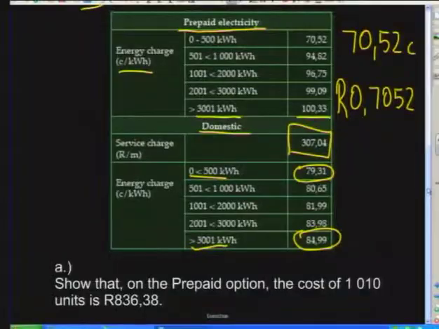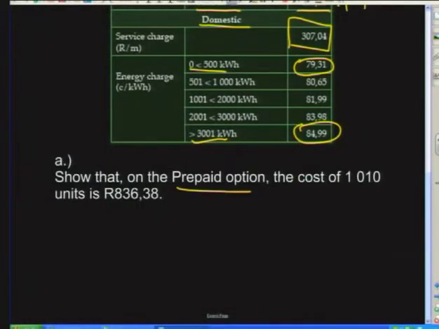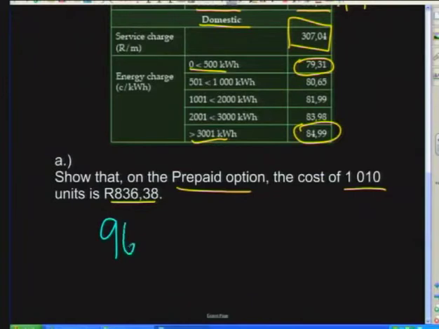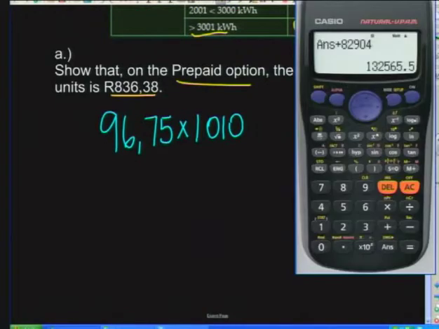Now, the question says: show that on the prepaid option, the cost of 1,010 units is 836 rand 38. So let's do this. We're looking at the prepaid, 1,010. I've got to find it in here. There's my 1,010, so I'm paying 96.75. I take that unit rate and multiply it by my number of units. I'm going to get my calculator out: 96.75 times 1010.